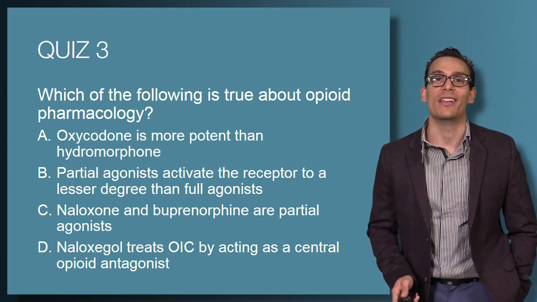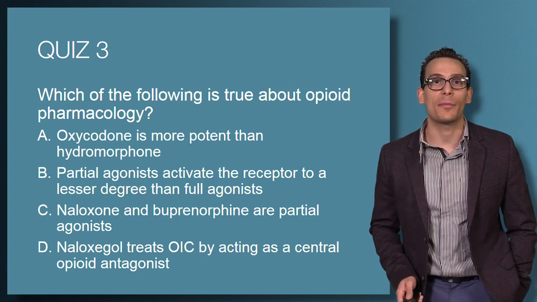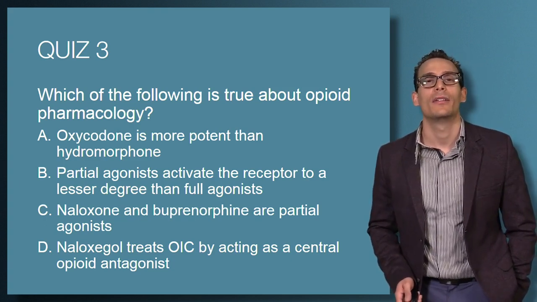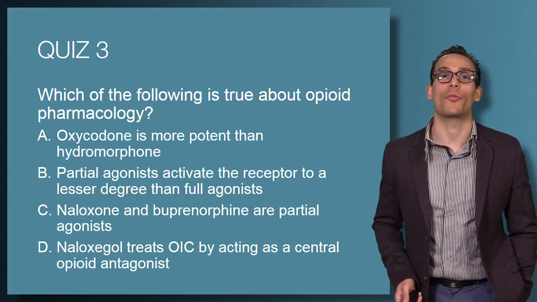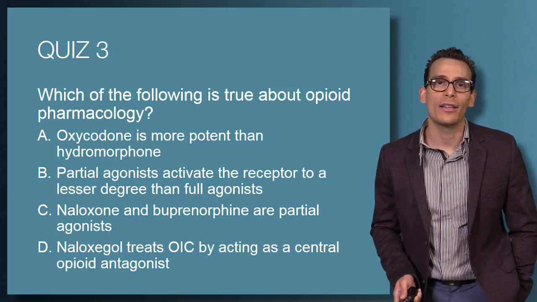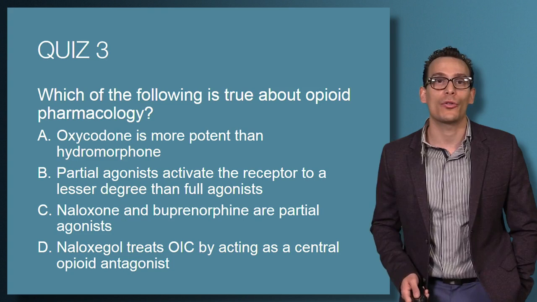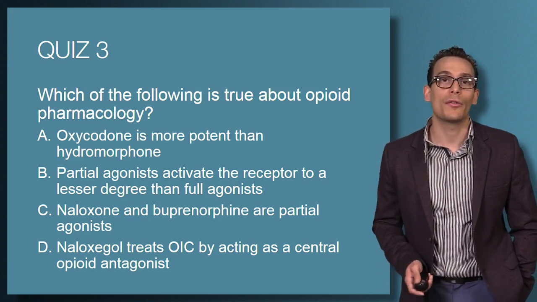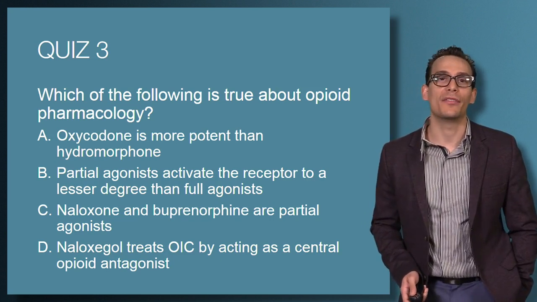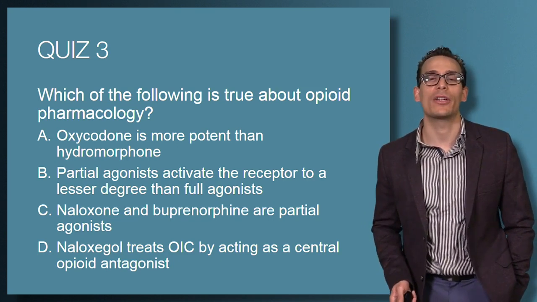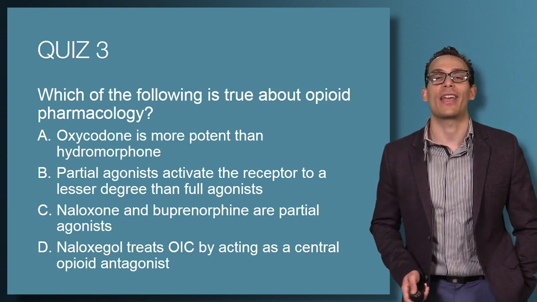The correct answer is B. Partial agonists activate the receptor to a lesser degree than full agonists. A is incorrect because oxycodone is less potent than hydromorphone. C is incorrect because although buprenorphine is a partial agonist at the mu receptor, naloxone is a mu receptor antagonist. And D is incorrect because naloxegol treats opioid-induced constipation by acting as a peripheral opioid antagonist.